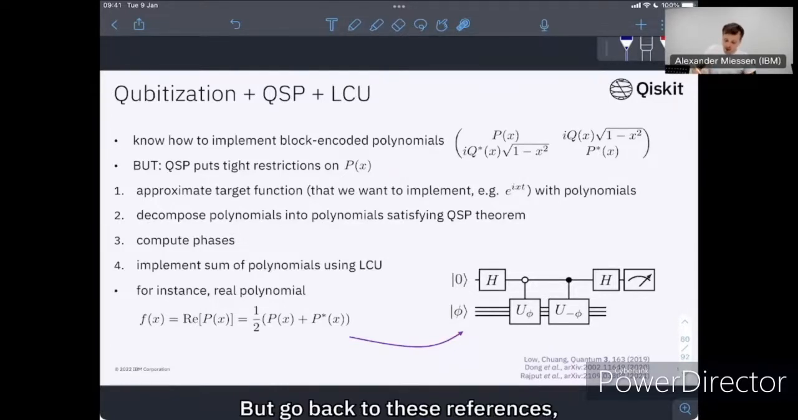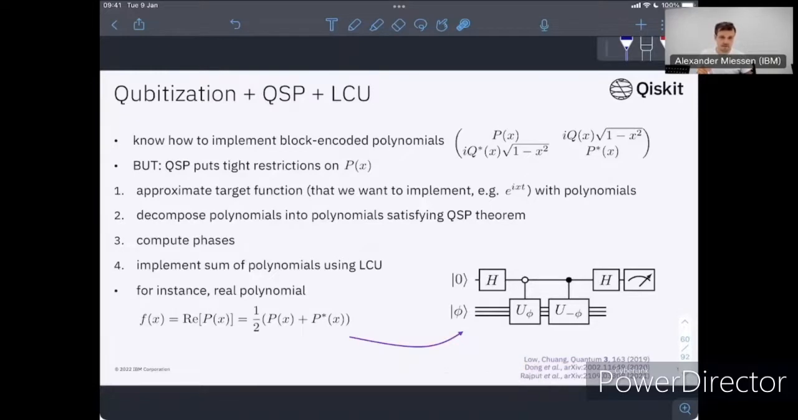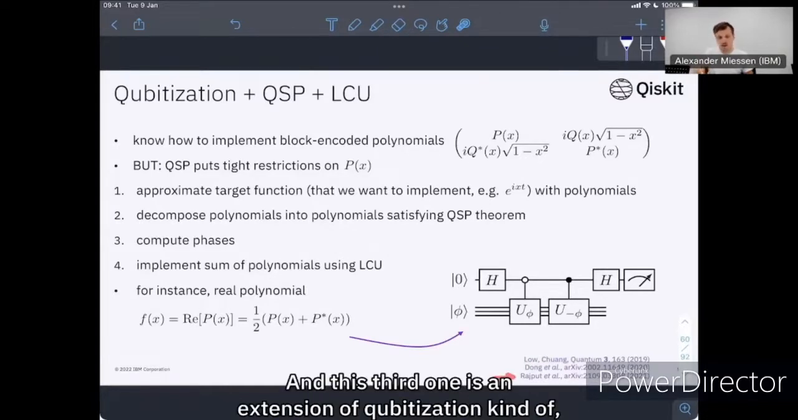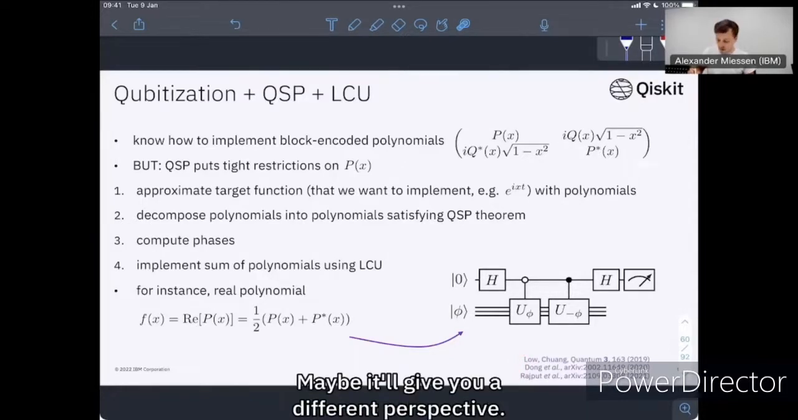But go back to these references; they explain this very well. This first one by Low and Chuang is the original reference of qubitization. The second one by Dong et al., from the Whaley group at Berkeley, explains this in a more applied way, I would say, so quite pedagogically. And this third one is an extension of qubitization, kind of, but in introducing qubitization, I think they also do a great job at going through the basics again. So if you have trouble with these two, check this third one, okay? Maybe it'll give you a different perspective.